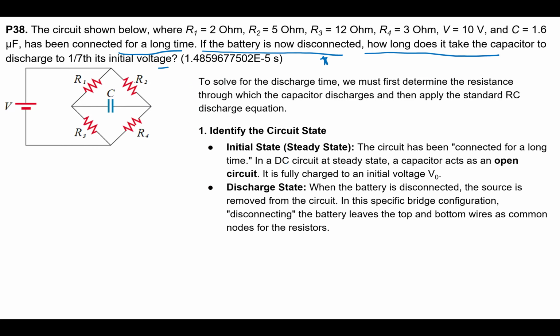So in the initial state, as before, it acts as an open circuit, and it is fully charged to an initial voltage of V0. And in the discharge state, the battery is disconnected. In this specific configuration, disconnecting the battery leaves the top and bottom wires as a common node for the resistors. Okay, top and bottom are now common. So it is gone. Okay.